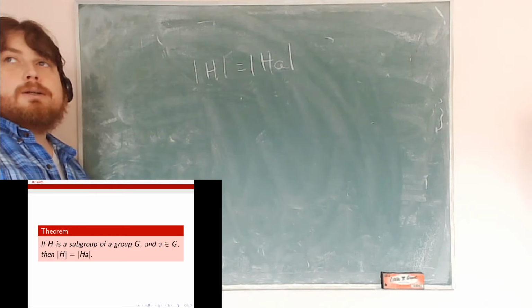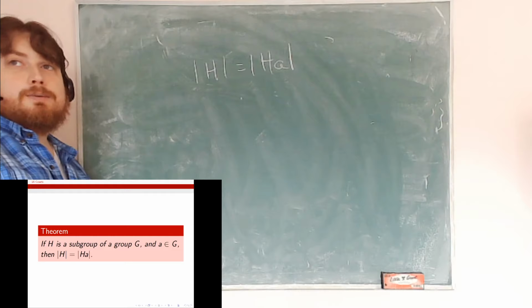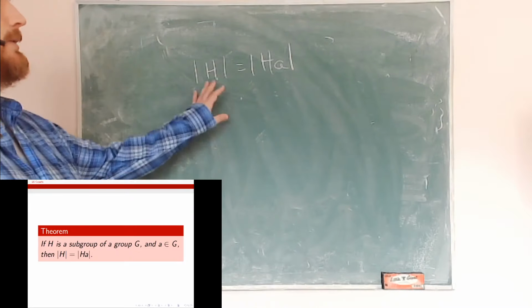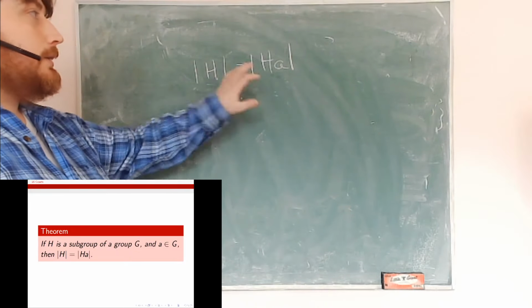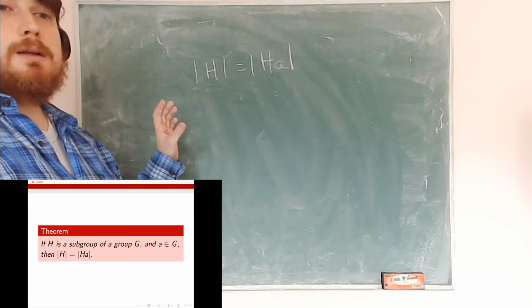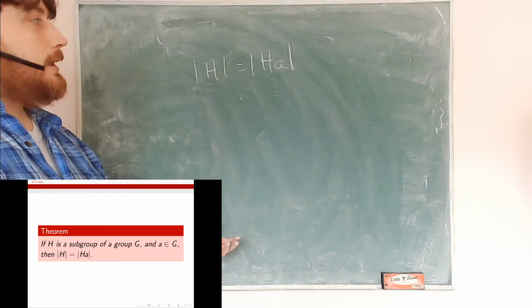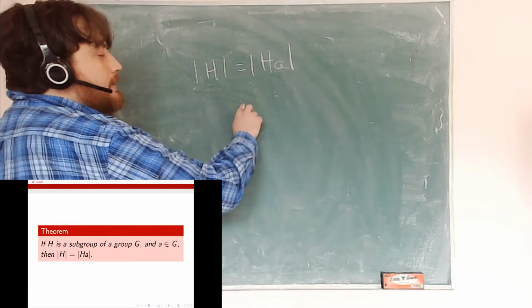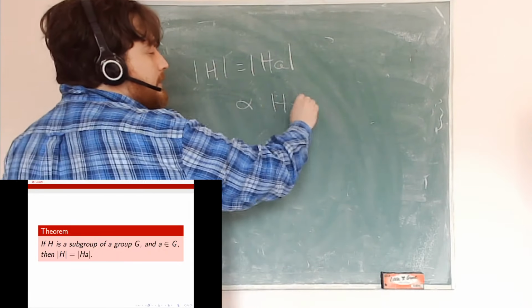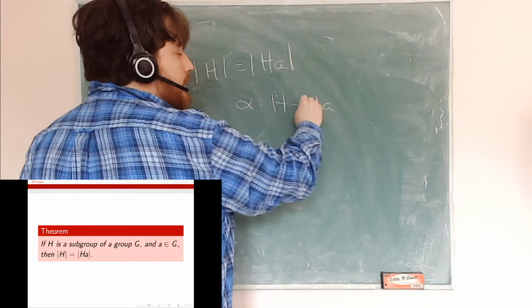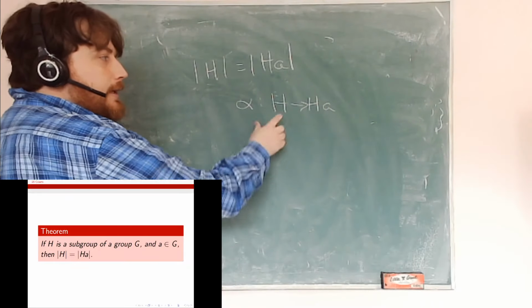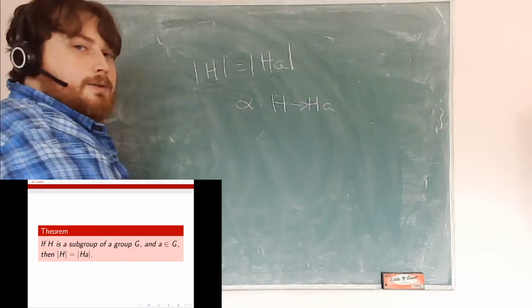Well, if I want to show cardinalities of sets are the same, what I can do is find a one-to-one onto mapping. By definition, if I can find a one-to-one onto mapping from this to this, their cardinalities are the same. But remember, we're one-to-one and onto if and only if we're invertible, right? So if I can find a mapping, let's say alpha from H to HA, which is invertible, then that implies that the cardinalities have to be the same.